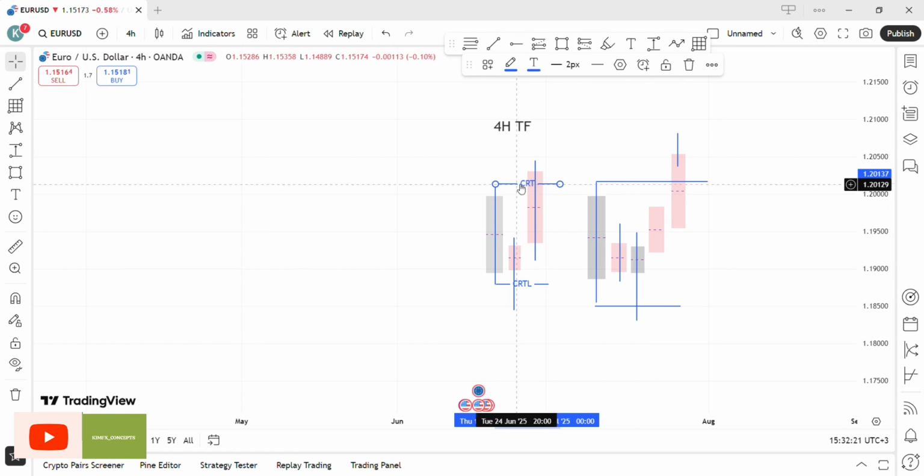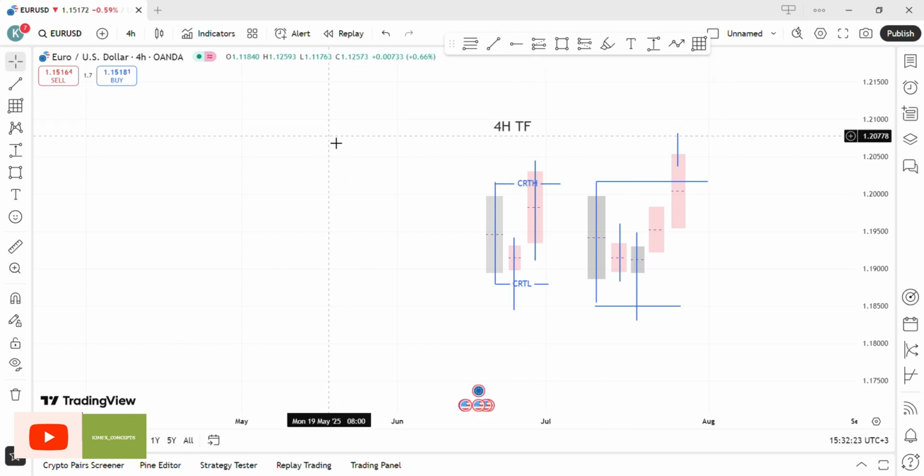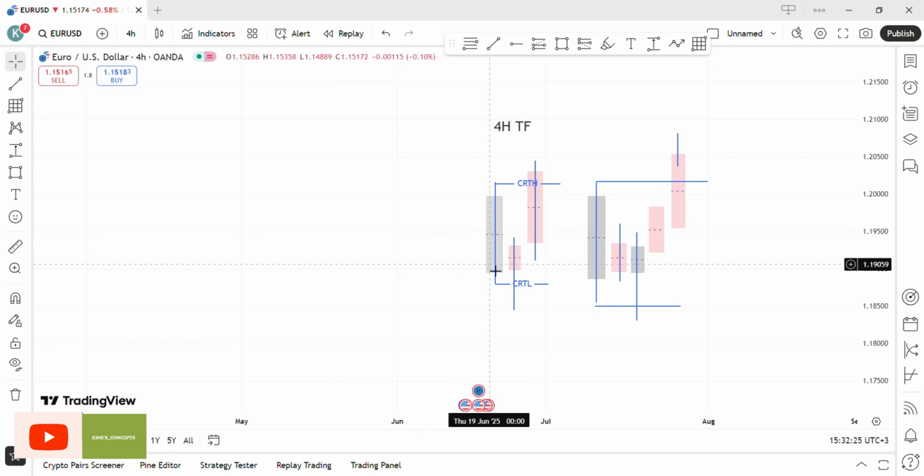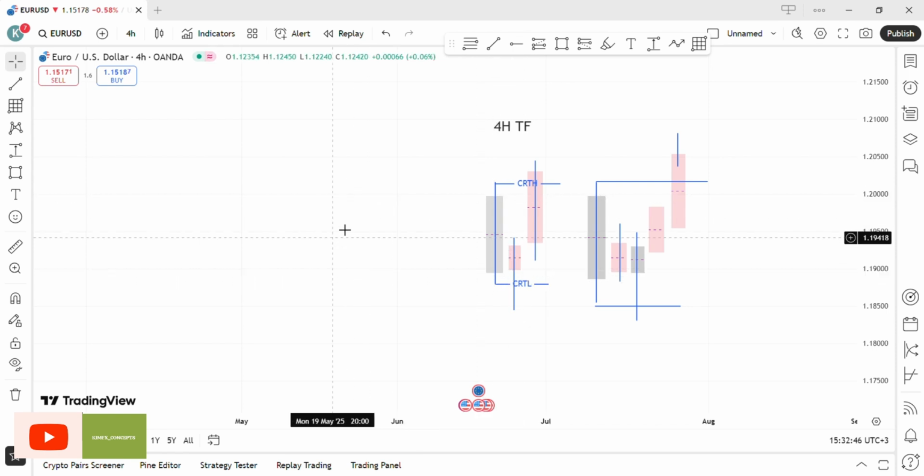CRT high. You mark the low of that candle, any candle that you've taken, as long as it's on the 4 hours time frame. Any candle, may it be the 8 a.m., 12, 4 p.m., 8 p.m. candle, any candle, you mark the low and the high. The low is known as the CRT low, the high is known as the CRT high. Once you are done marking the CRT lows and the highs, you wait for something known as liquidity sweep.